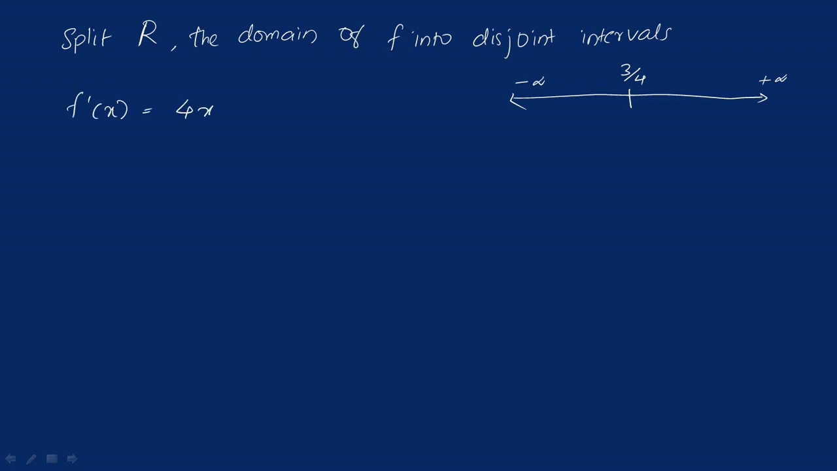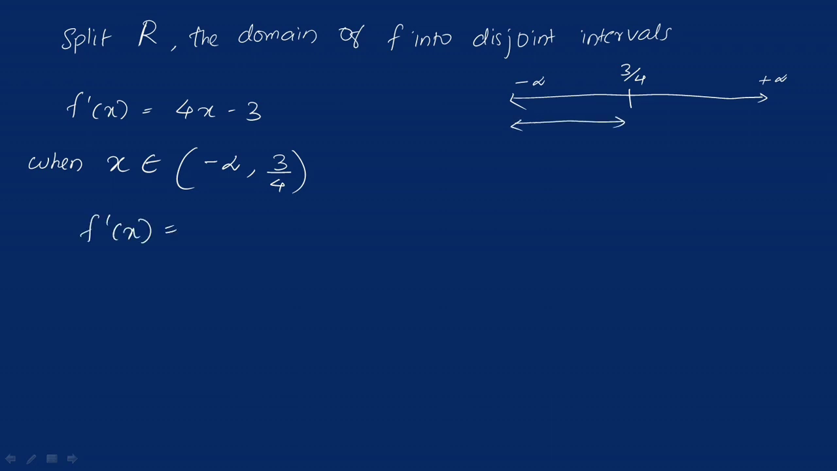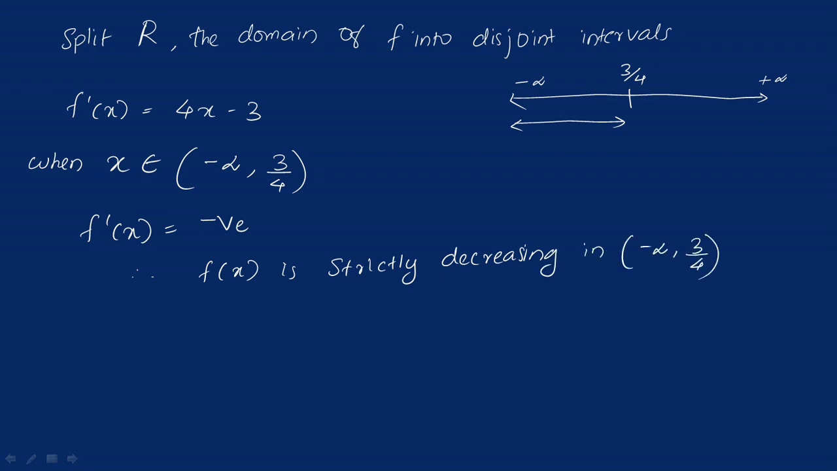Now we have f dash of x, the equation for f dash of x is 4x minus 3. When x belongs to the interval minus infinity to 3 by 4, when you apply any value between minus infinity and 3 by 4 instead of x in the equation f dash of x is equal to 4x minus 3, we will get a negative quantity. So we can conclude f of x is strictly decreasing in the interval minus infinity to 3 by 4.